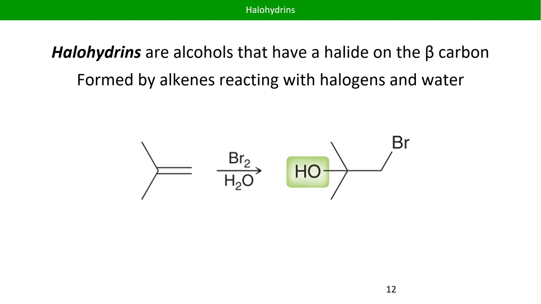So just like with everything else, you're going to wind up with a whole mess of products. It's a matter of minimizing the ones you don't want and maximizing the ones you do. If we wanted to make this product, there's almost no way of avoiding getting some of the dibrominated product as well, because we have to have bromine present. So we're going to make bromide. It's just a matter of minimizing one versus the other, depending on where we're trying to go.